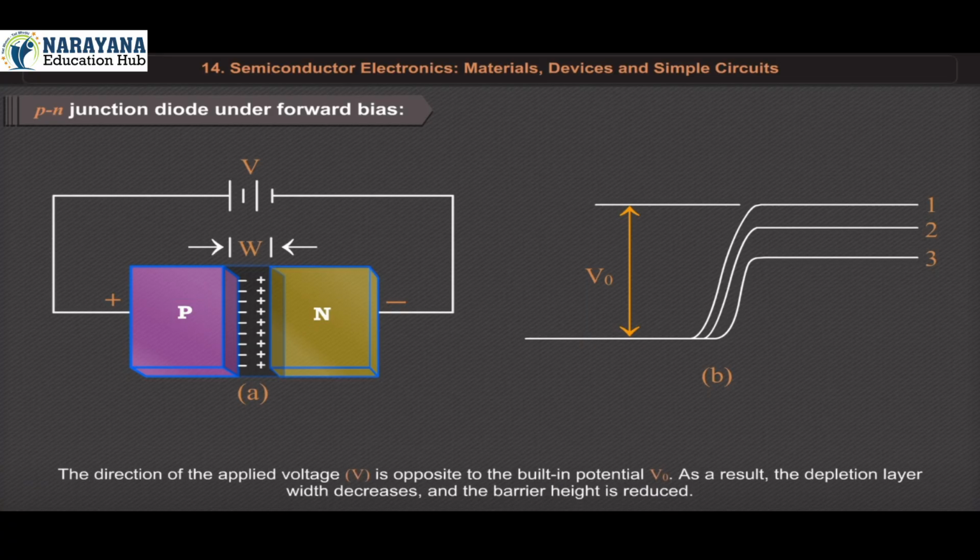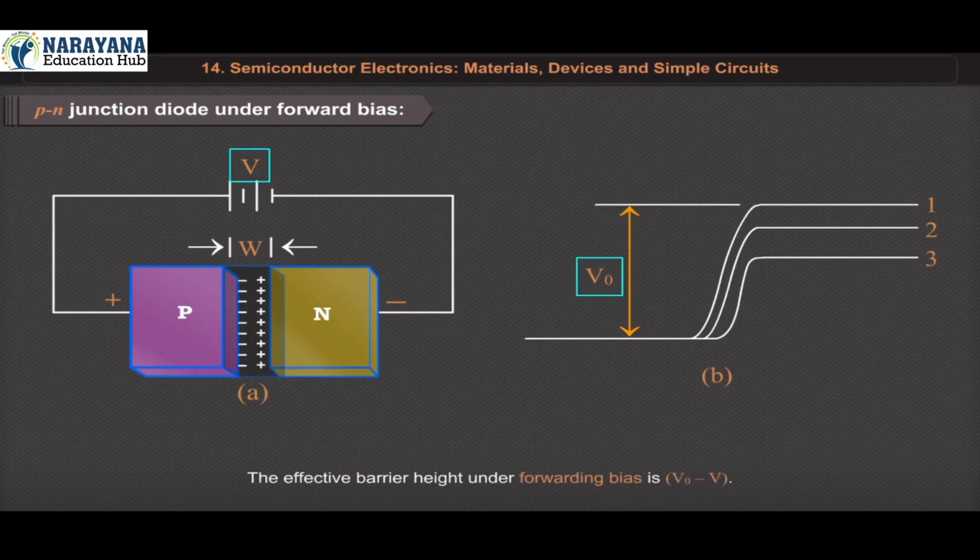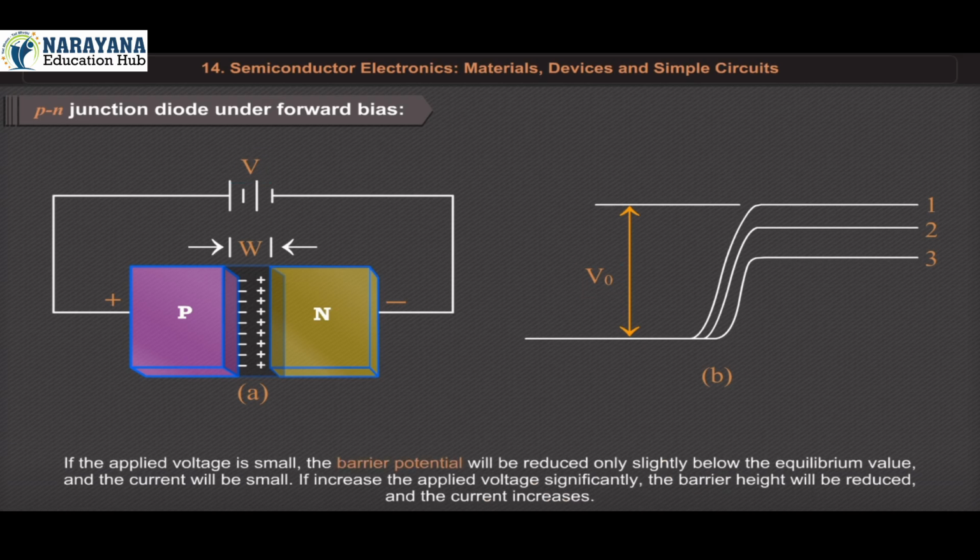The direction of the applied voltage V is opposite to the built-in potential V0. As a result, the depletion layer width decreases and the barrier height is reduced. The effective barrier height under forward bias is V0 minus V. If the applied voltage is small, the barrier potential will be reduced only slightly below the equilibrium value and the current will be small. If we increase the applied voltage significantly, the barrier height will be reduced and the current increases.